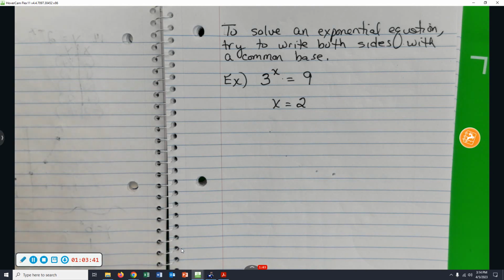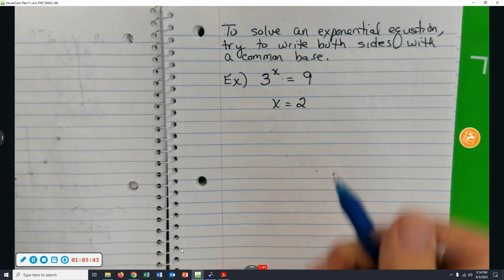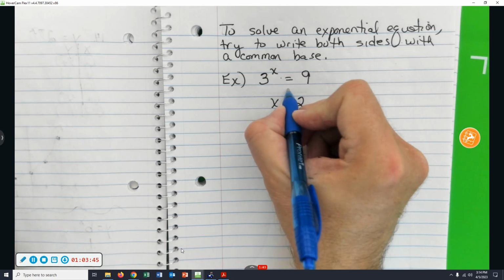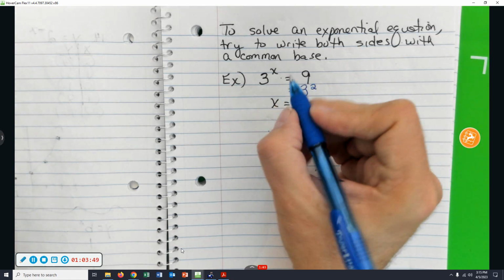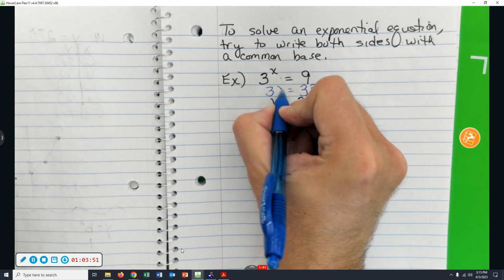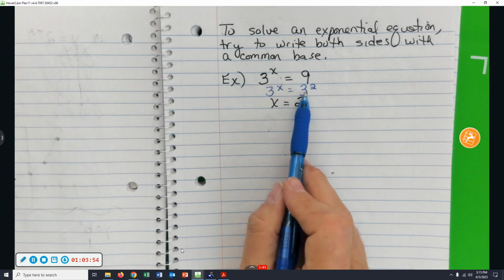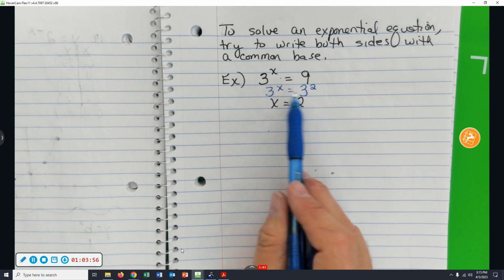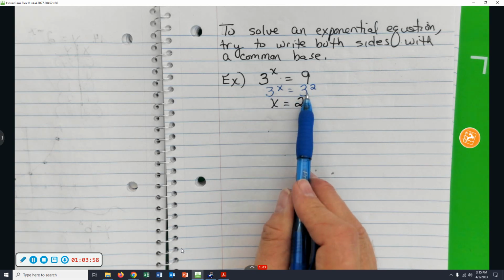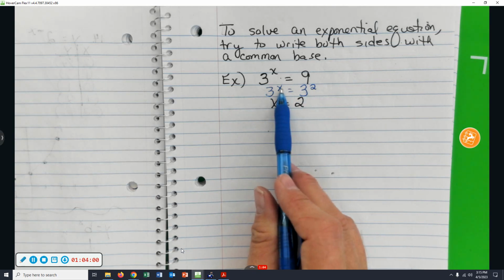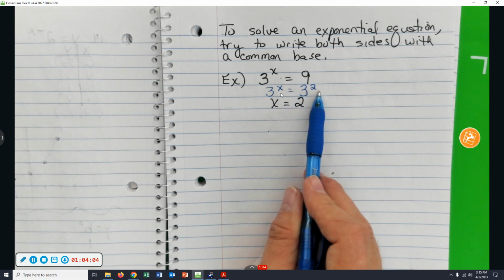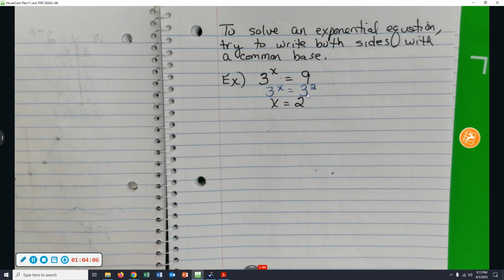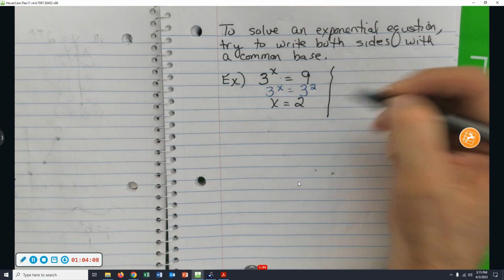And what was that intermediate step that I'm not showing here? Well, you took the 9 and you thought of 9 as 3 squared. Okay, if the bases are the same, the only way these can be equal would be if the exponents were equal. If the bases are equal, you can drop the base, set the powers equal.